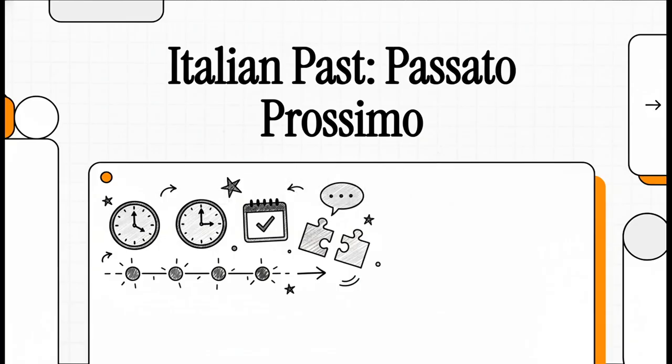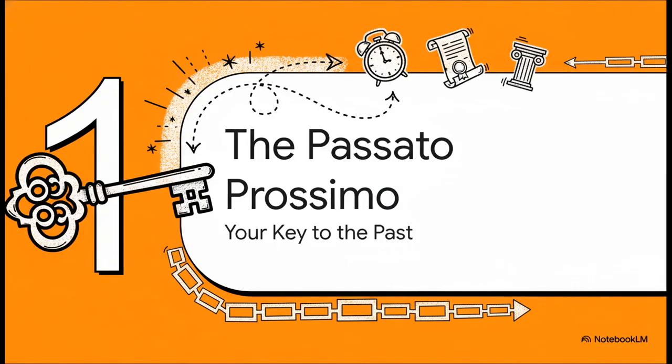Today, we're going to build the most common Italian past tense, the Passato Prossimo, and we're going to do it piece by piece. The tool we need for this is called the Passato Prossimo, and you can seriously think of it like your master key for talking about the past in Italian. It is by far the tense you're going to hear and use the most in everyday conversation.